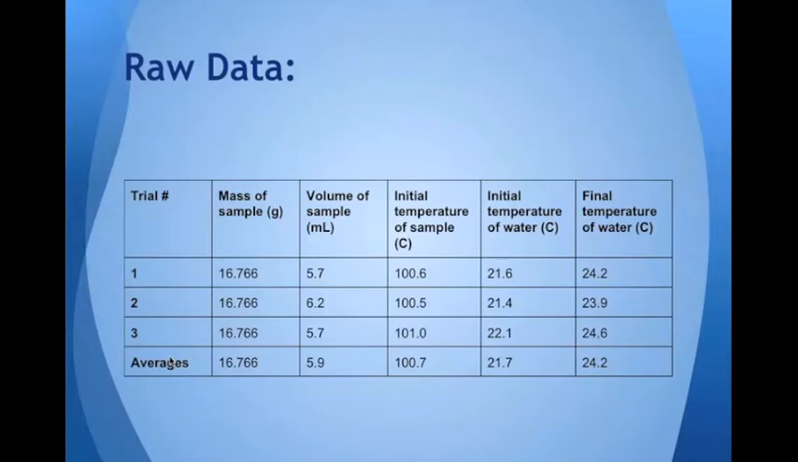In our experiment, we had 3 trials. In each trial, we tested for the mass of the sample in grams, the volume of the sample in milliliters, the initial temperature of the sample in degrees Celsius. Note that this is the initial temperature when we had it in the boiling water. We also had the initial temperature of the water that was in the calorimeter, which is about room temperature, and the final temperature of the water after the metal was placed in the calorimeter and it equalized.